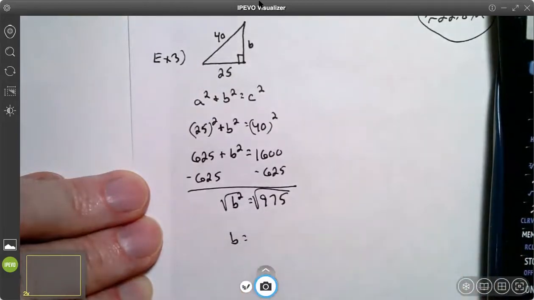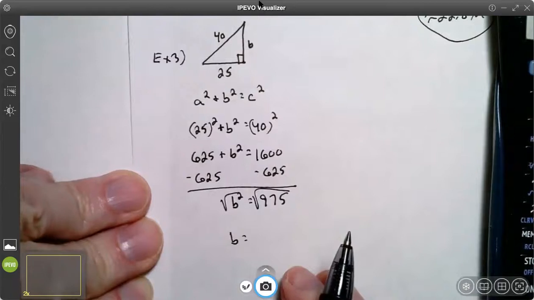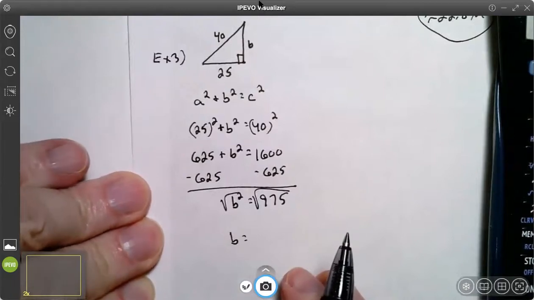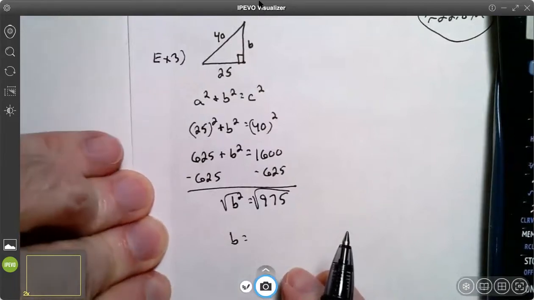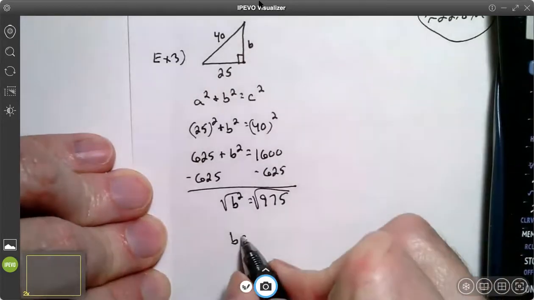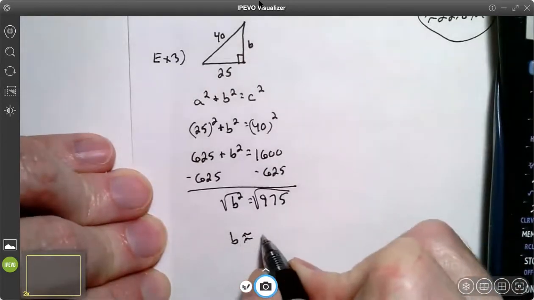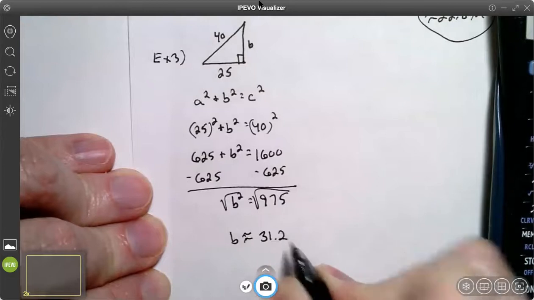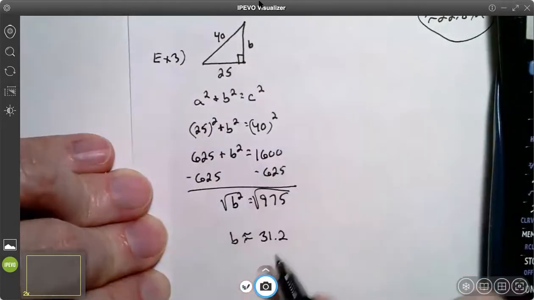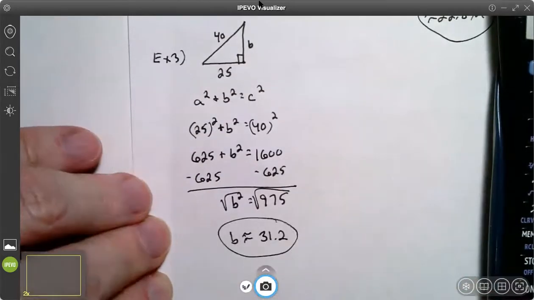Take the square root of both sides. Square root of 975 is 31.2249899. I'll round to the nearest tenth. I'm going to change this to about equal to 31.2. And I didn't use a unit of measurement, so 31.2 is fine.